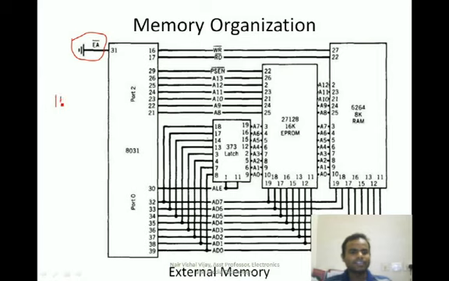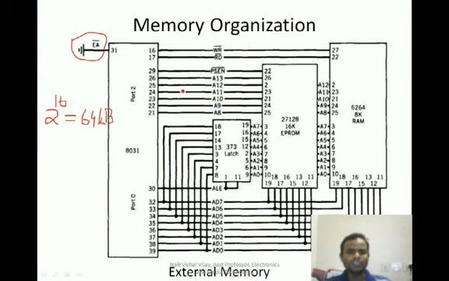Since it has 16 address lines, you know very well it can access up to 2 power 16 memory locations, which is around 64 kilobyte of memory. So you can access around 64 kilobyte of memory location using the 16 address lines available on 8051. And by default, when you interface your microcontroller 8051 with any memory unit, all the data lines will be connected to its RAM or ROM.